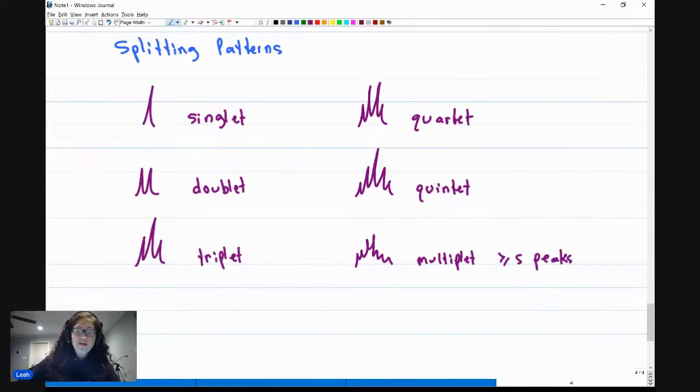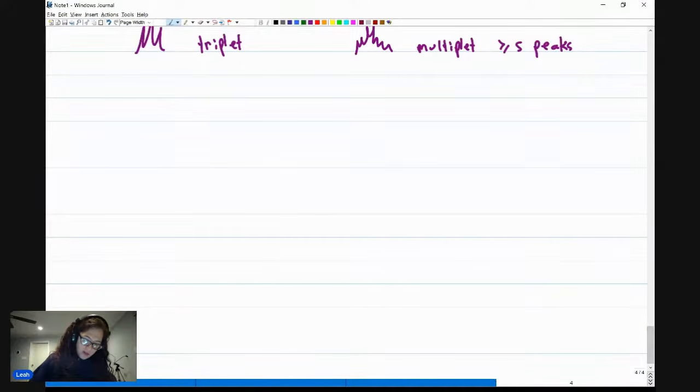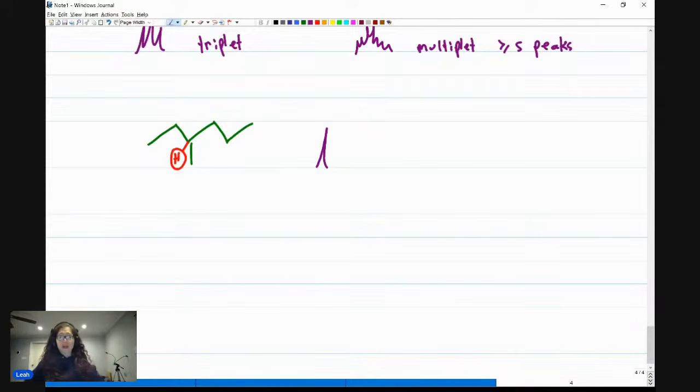Okay, but what does all this actually mean? And more importantly, what are we going to do with this information? Let's take a step back and look at one hydrogen on a molecule. We have some complicated molecule, whatever it is that we don't care about. And there happens to be one hydrogen atom over here. This hydrogen atom, if it was all by itself, would have a single peak. It would look like that.